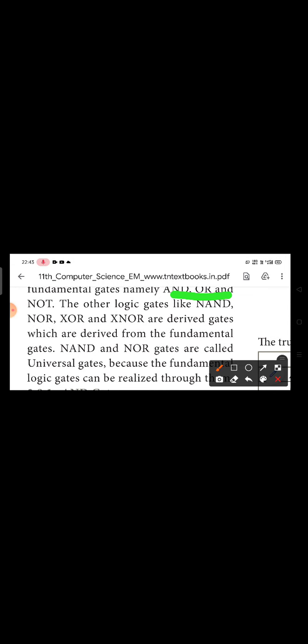This is an important one word. AND, OR, NOT are the fundamental gates. NAND, NOR, XOR, XNOR are the derived gates. Because the derived gates are derived from the fundamental gates, that's why they are called derived gates.